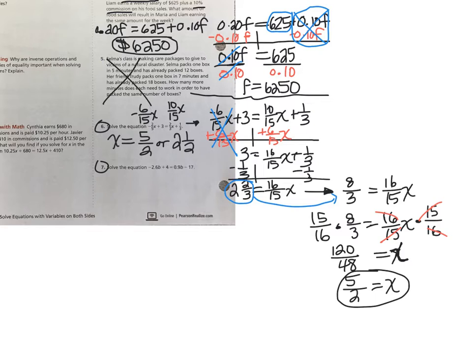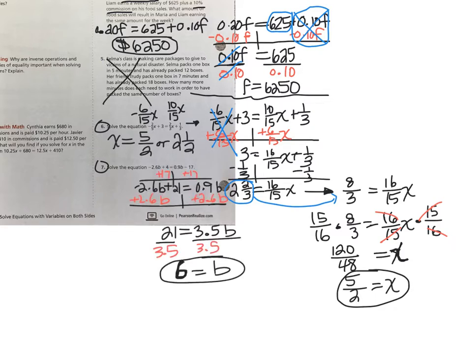Okay, now I want you to try number 7 with the decimals. That should be a little bit easier than the fractions. See if you can use your properties of equality and solve for b in equation 7. So in this problem, once you use your properties of equality, you should get b equals 6.